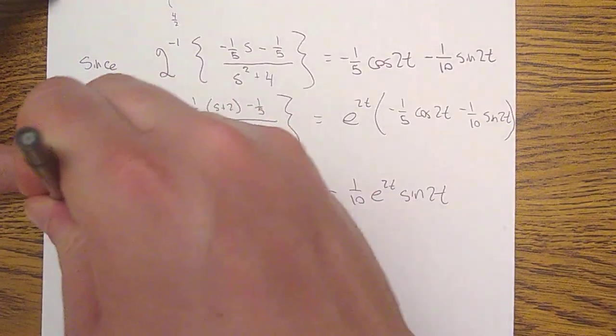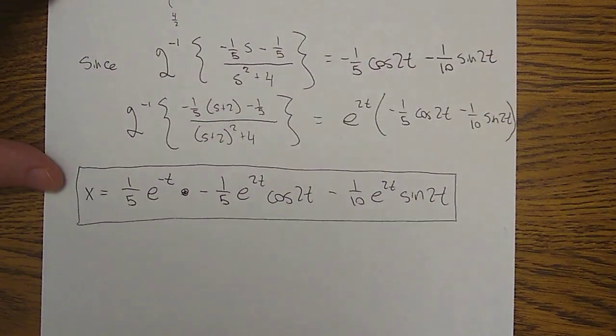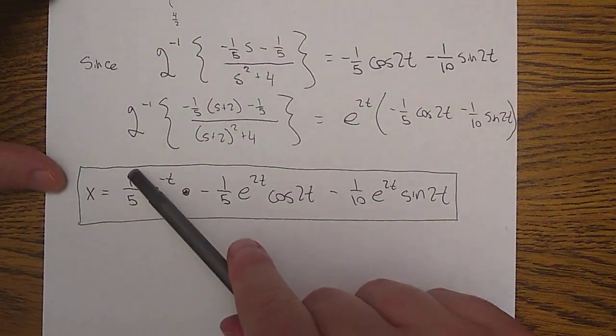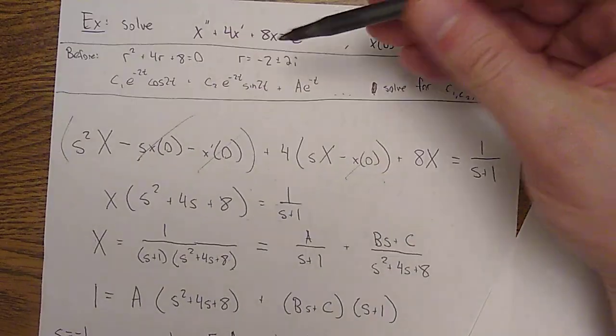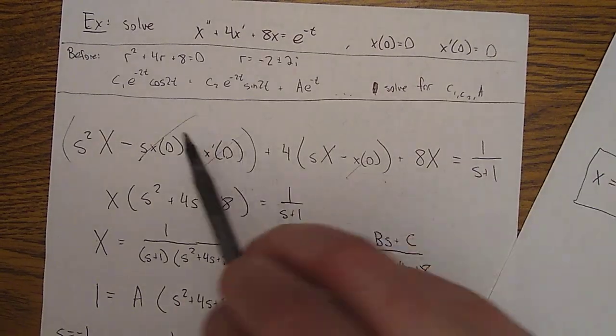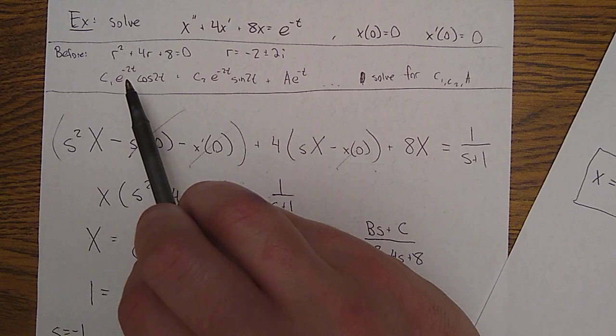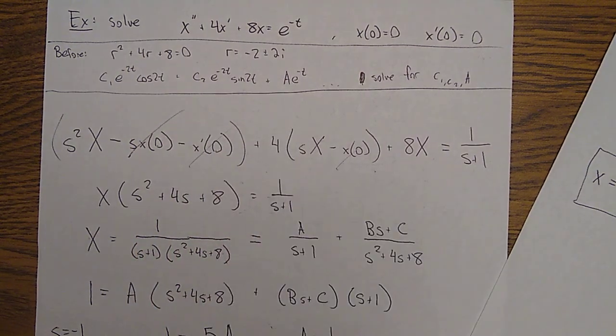If you recall, we basically predicted the answer would be of this form. We just didn't figure out what these coefficients would be. Right at the very beginning, based on the methods that we knew, we expected an answer of this form, C1 e to the -2t cosine 2t, and so on.